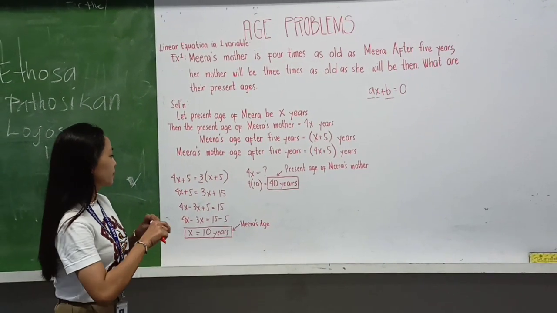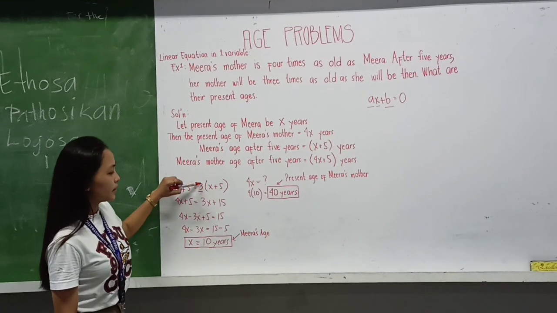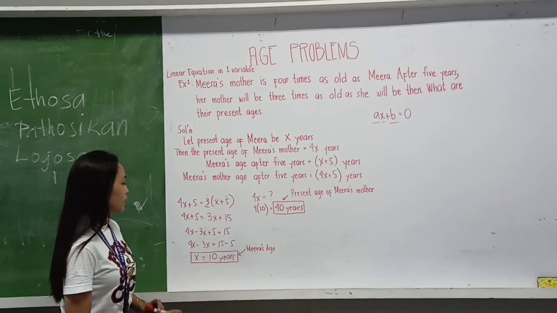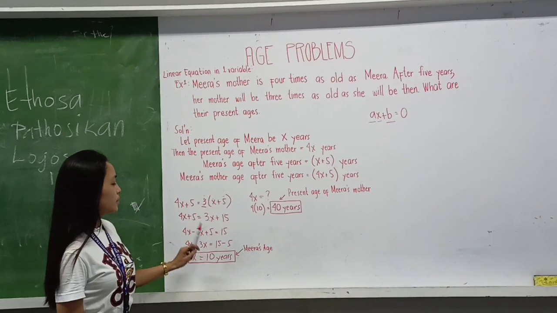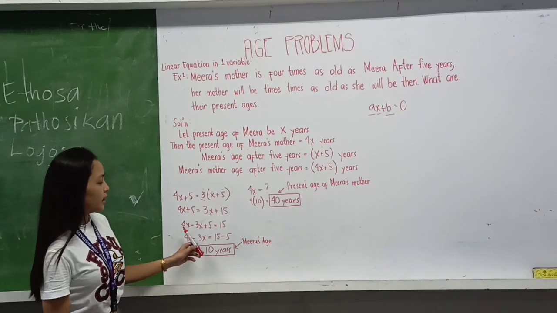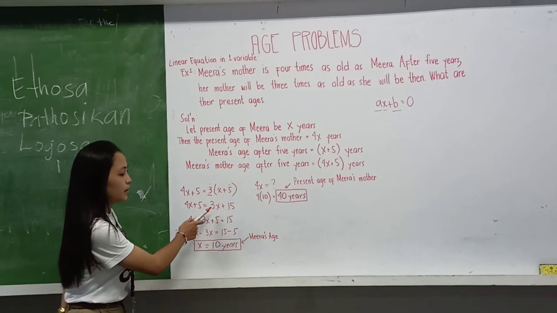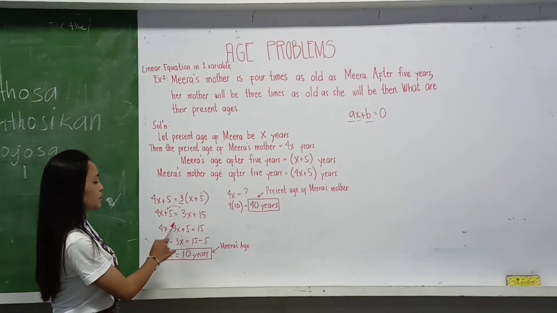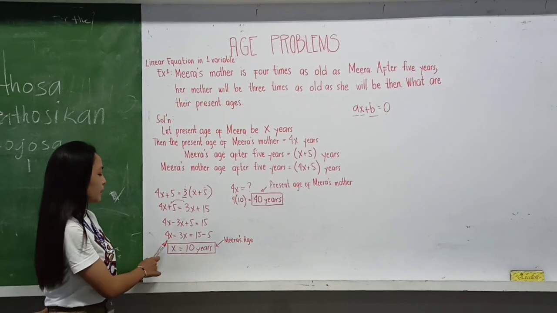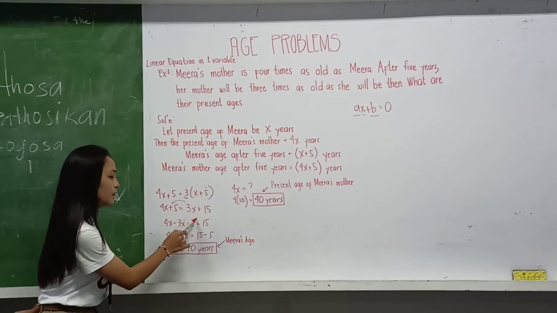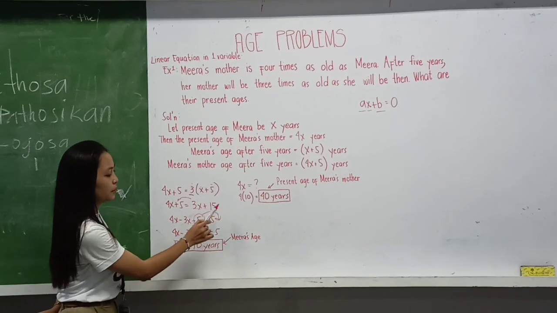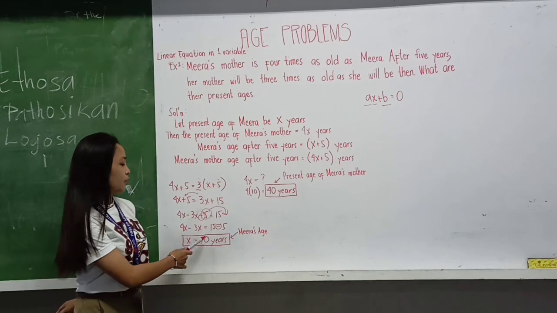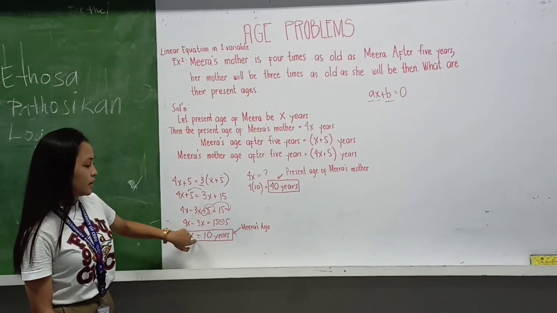So we will solve it. 4x plus 5 equals 3 times x, which is 3x, and 3 times 5 equals 15. So 4x minus 3x plus 5 equals 15. Where did we get the negative 3x? We transfer the 3x to the left side, and it becomes negative. We also transfer the constant number to the right side, and it becomes its opposite operation, which is negative. So 4x minus 3x equals 15 minus 5. So x is 10 years.